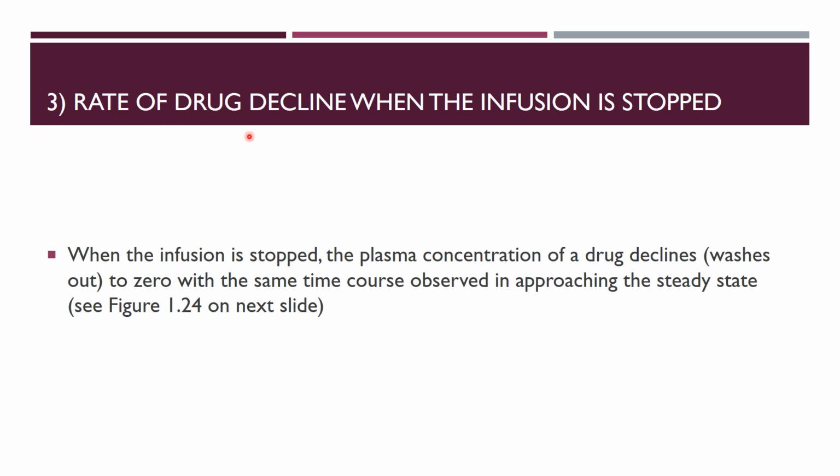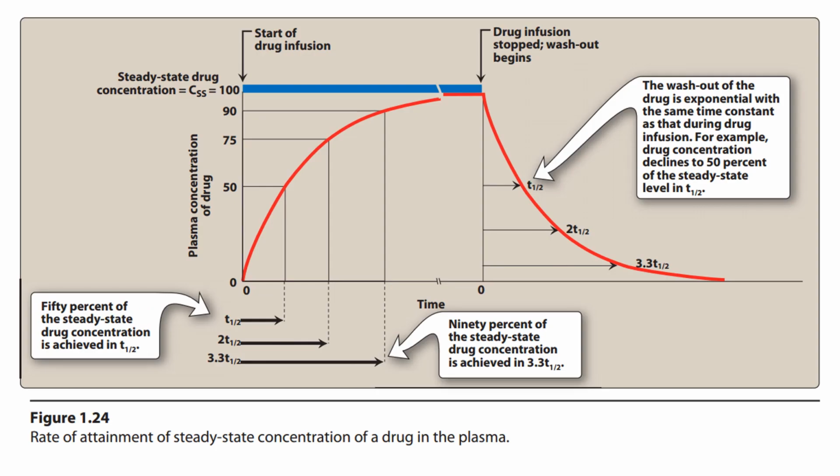Number three, rate of drug decline when the infusion is stopped. When the infusion is stopped, the plasma concentration of a drug declines, washes out to zero, with the same time course observed in approaching the steady state. See figure 1.24 again on the next slide. Here they are showing this one. When infusion stops, the washout of the drug is exponential with the same time constant as that during drug infusion. For example, drug concentration declines to 50% of the steady state level in one half-life.